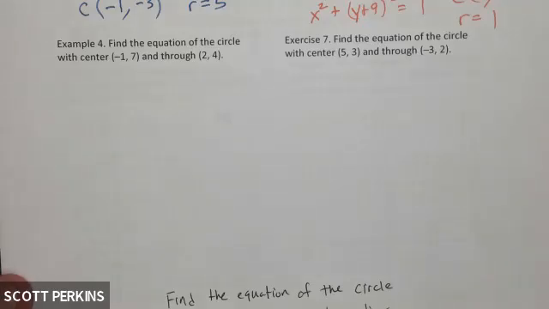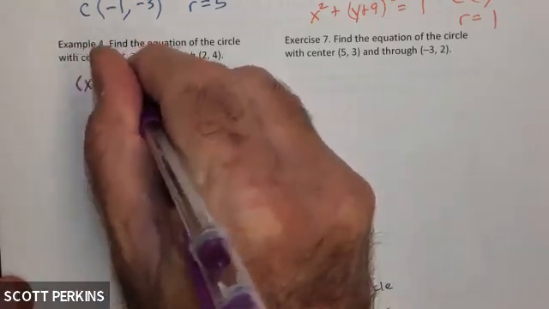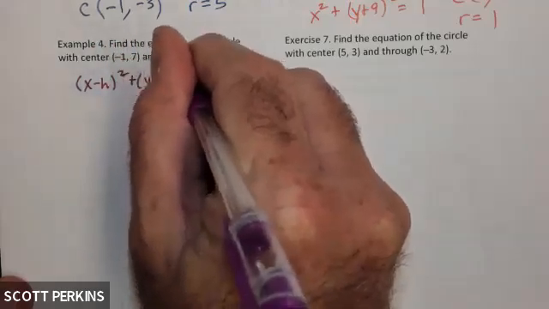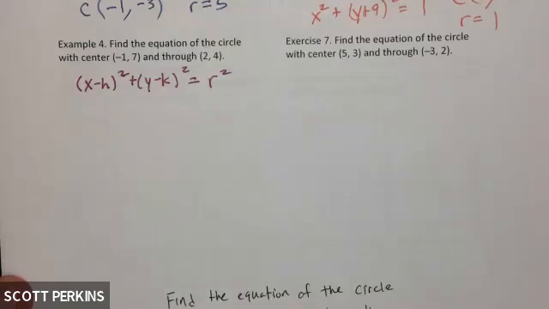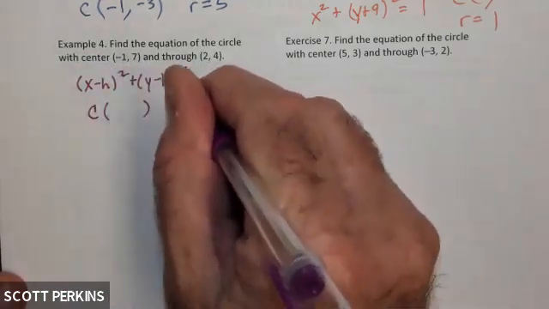Well, first thing I'm going to do, I'm finding the equation of the circle. So I'm going to write down my (x minus h) squared plus (y minus k) squared is equal to r squared. This is called, like I said earlier, the center radius form because you need two things. You need the center, and then you need a radius.